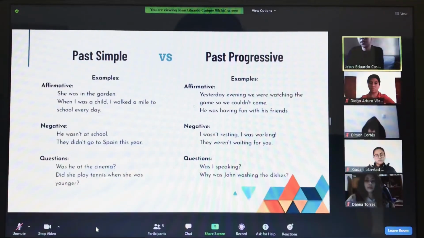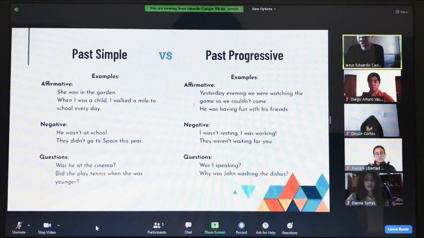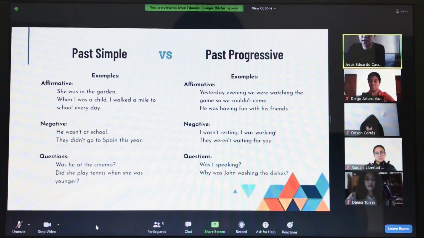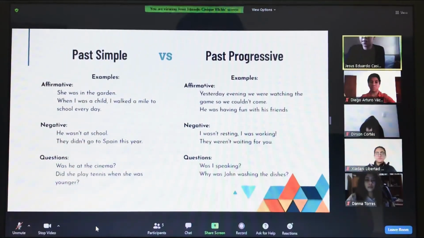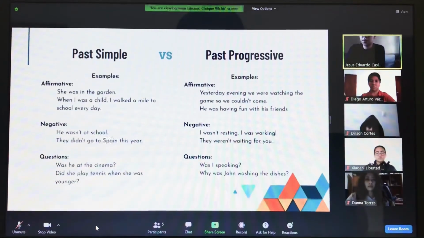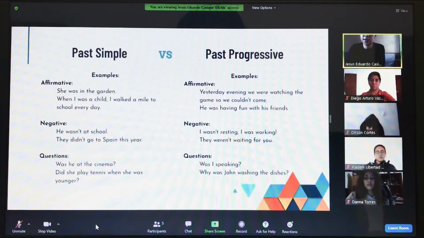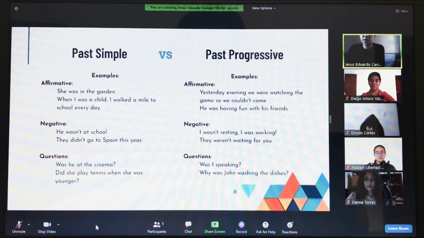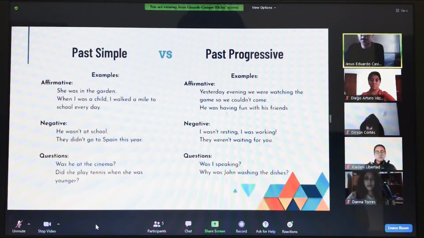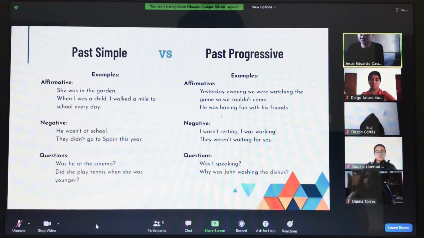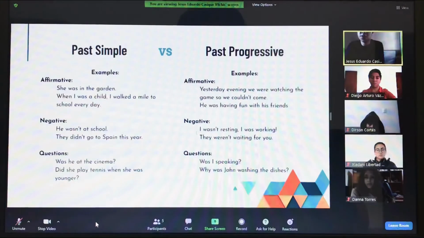Then there are the progressive examples. An affirmative one is: yesterday evening we were watching the game, so we couldn't come. A negative example is: I wasn't resting, I was working. A question example is: why was John washing the dishes?